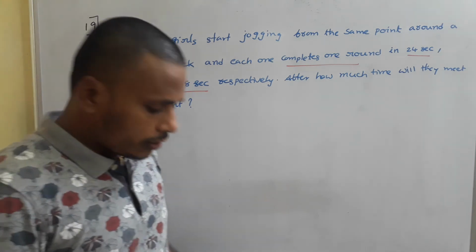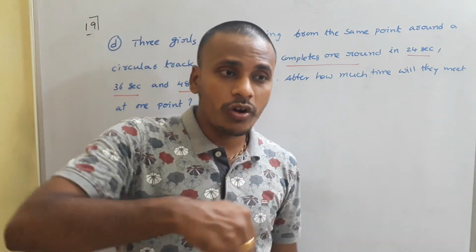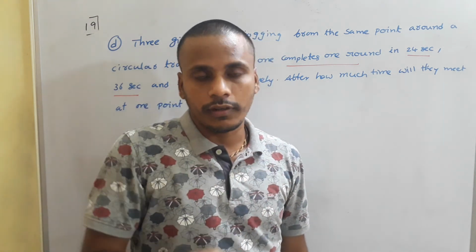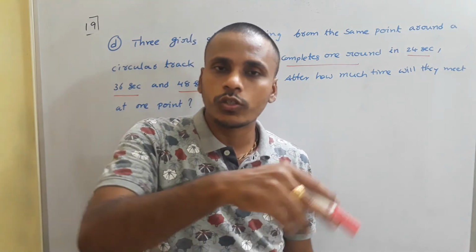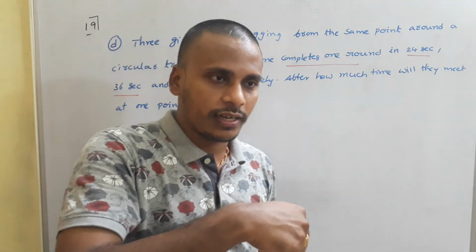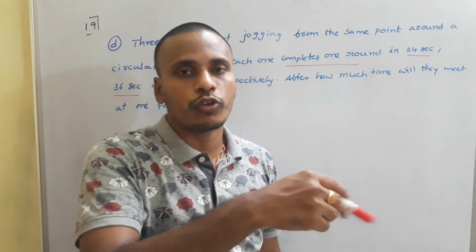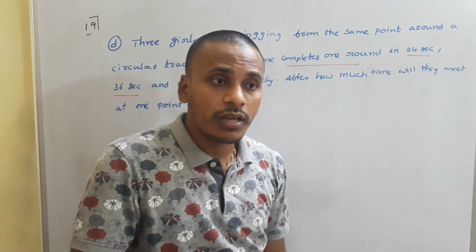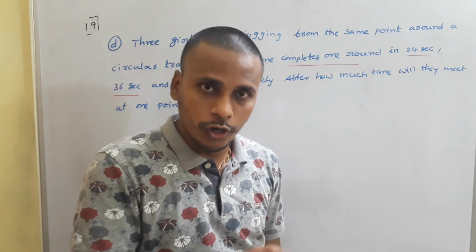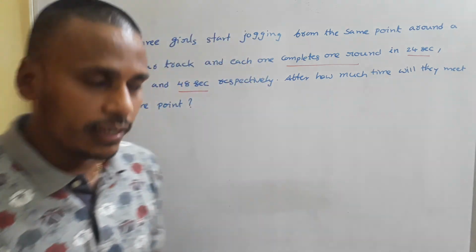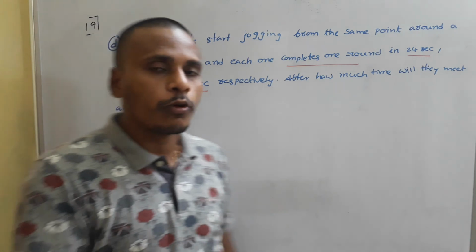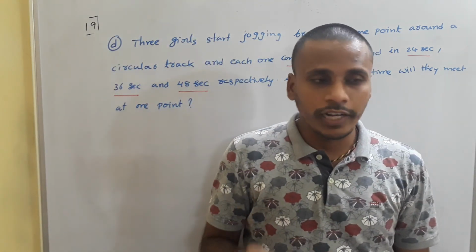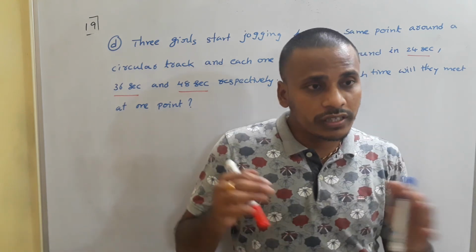What does it mean? The first girl completes one round in 24 seconds. Again she needs one more 24 seconds to do one more round, so she completes rounds after 24 seconds, 24 into 2, 48 seconds, and 72 seconds, like that. The second girl completes a multiple of 36: for one round 36 seconds, for two rounds 72 seconds. Leave aside the rounds; just think about the point.